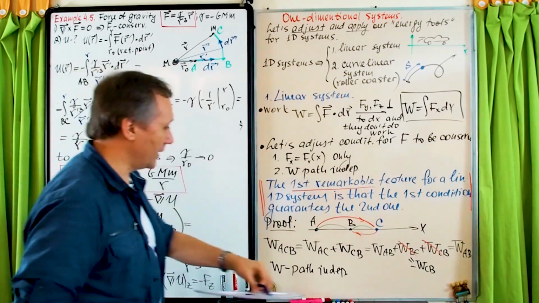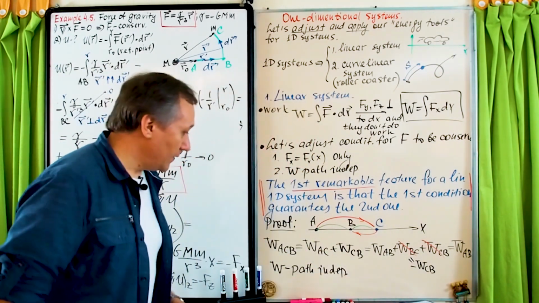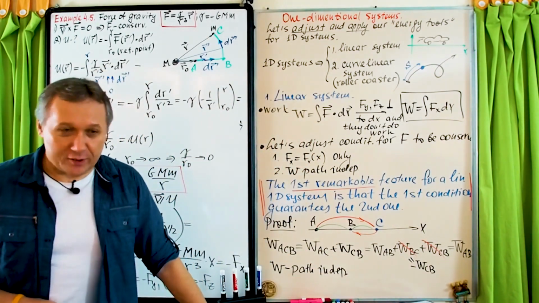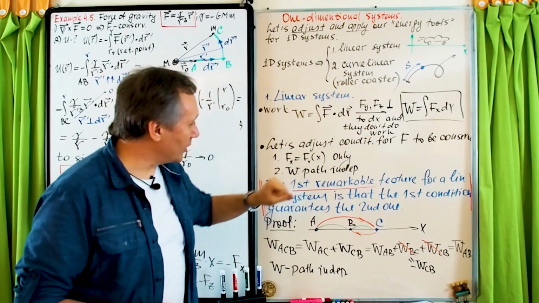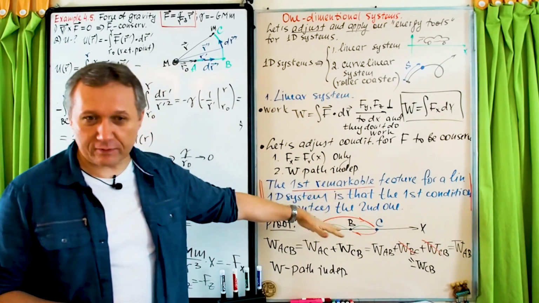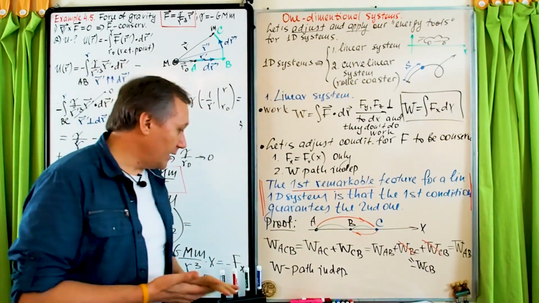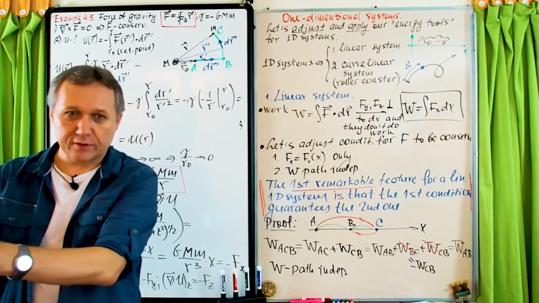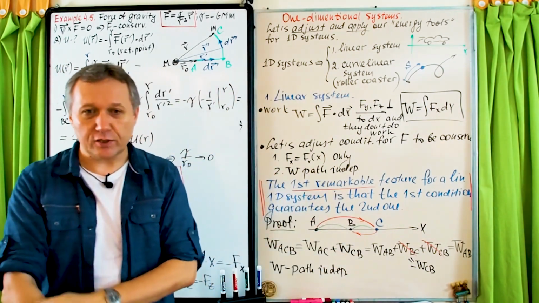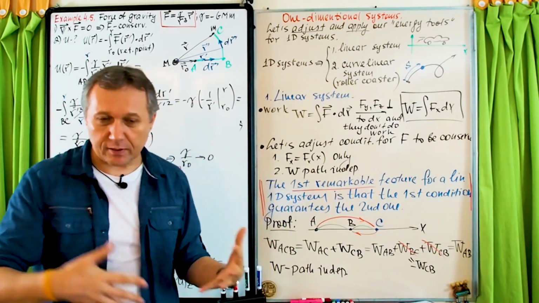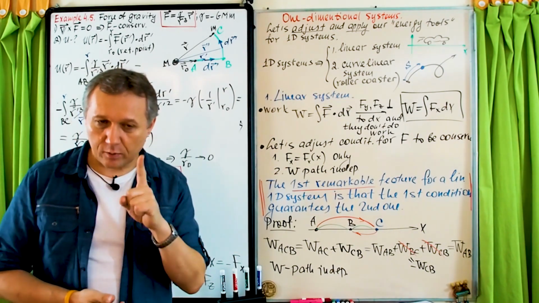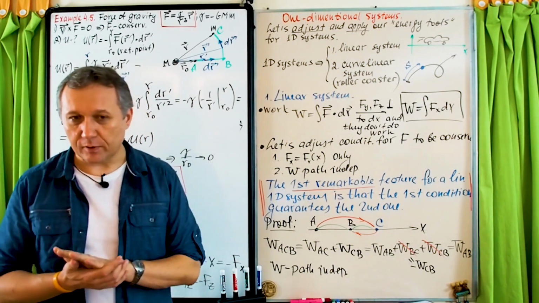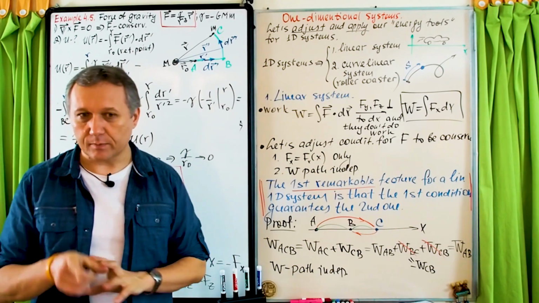And now I have to move to this side. The second remarkable feature. So now we know how to calculate work, how to check if the force is conservative, right? And now let's say we check the force is conservative. We calculated the potential energy of a system, and now we want to analyze behavior of the system. And now we can use the second remarkable feature to analyze behavior of the system in this way.